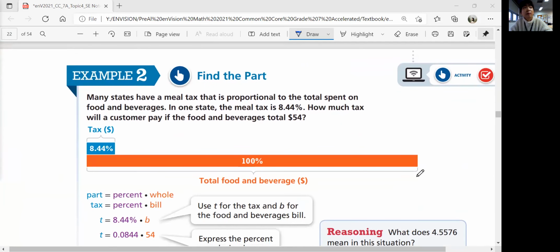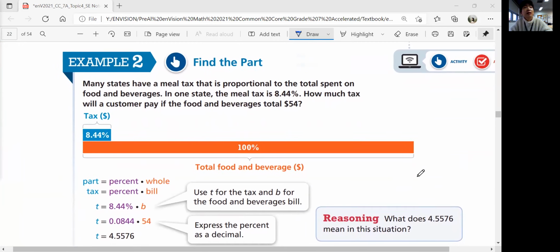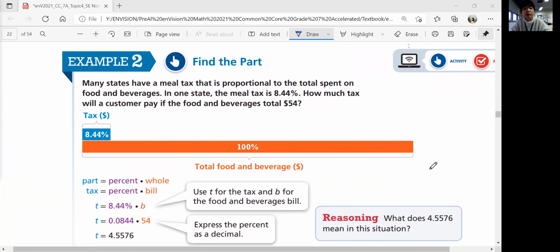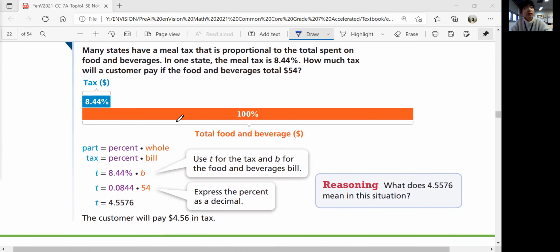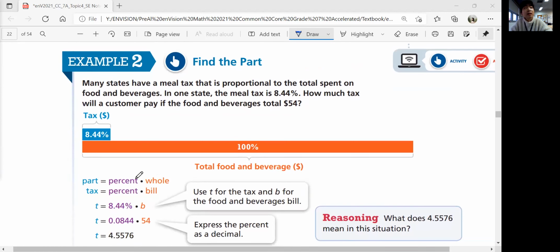Example 2, find the part. Many states have a meal tax that is proportional to the total spent on food and beverages. In one state, the meal tax is 8.44%. How much tax will a customer pay if the food and beverages total $54? So if you have the total food and beverage as 100%, you need to pay an additional tax of 8.44%. You can use the equation of the part to figure out the tax.